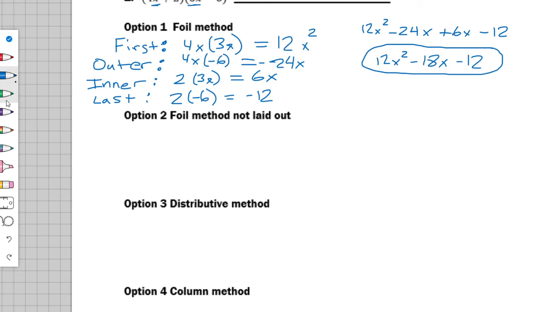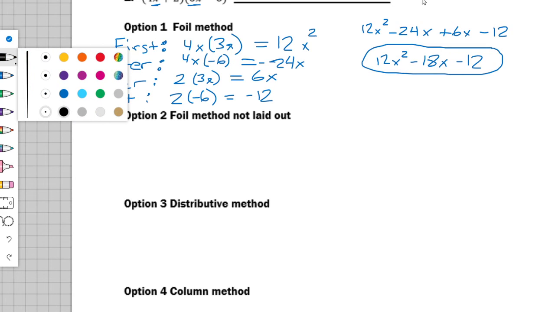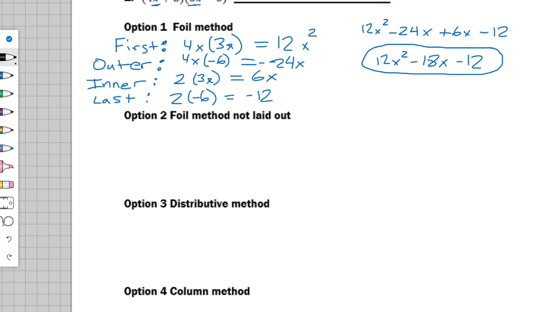And just to kind of draw this out so you can see this a little bit better with the FOIL method, because I know I just underlined very quickly with this. So I'll write this as, let's put this. So again, you have 4x plus 2 times 3x minus 6.